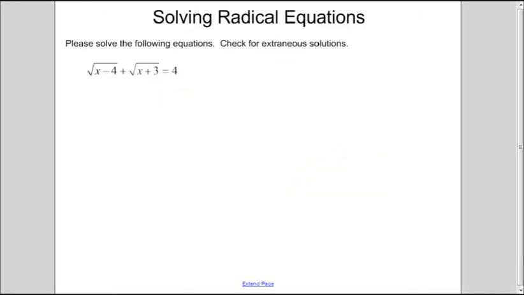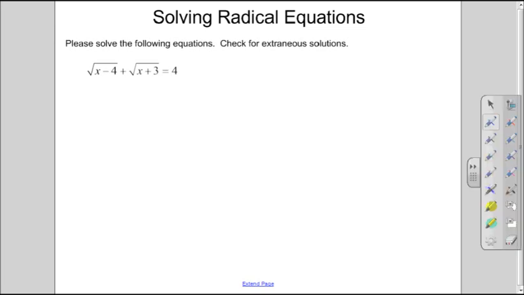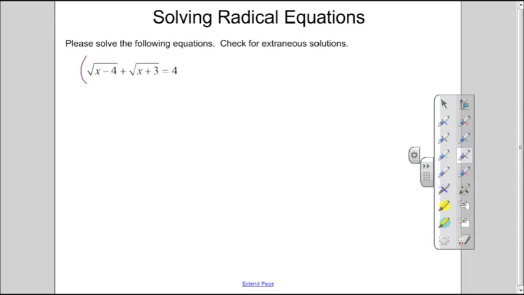Okay? So we're going to solve the following and check for extraneous solutions. Square root of x minus 4 plus the square root of x plus 3 equals 4. Now, if you notice, here I could very well start with square both sides. Okay? But if I do, I'm going to need to do left times right doubled. You see that from the previous video. And that's going to be a mess. Okay? So I'm actually not going to do that.